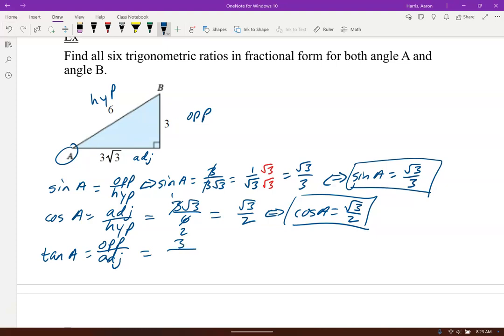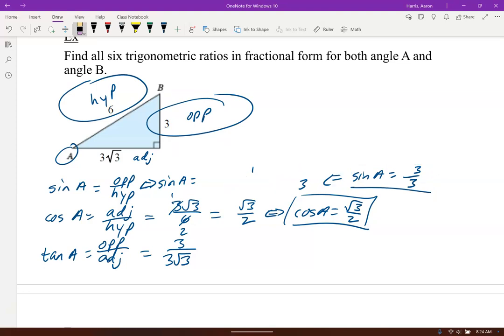Opposite over 3 root 3. And I just realized, gosh dang it, I did my sine wrong. Oh heck, that is opposite over hypotenuse. That's my sine. I'm so sorry, you guys. Sine is opposite, 3 over 6.